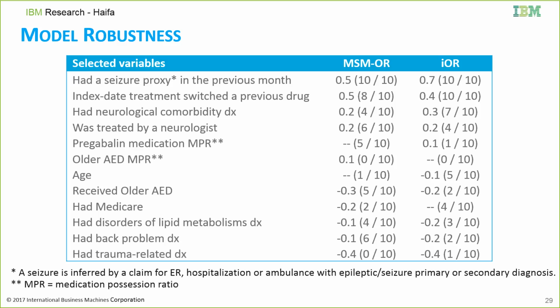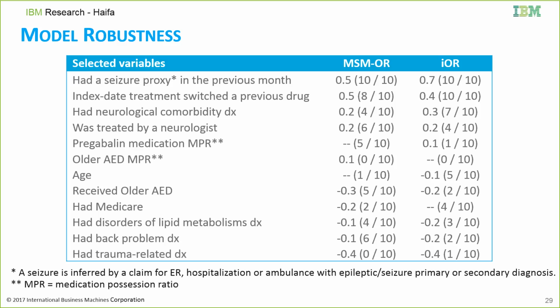So the strongest one, which appeared in both models and has the strongest coefficient, is some proxy for seizures that was inferred from claims for ER, hospitalization or ambulance with an epileptic seizure diagnosis code. I guess it's not very surprising.